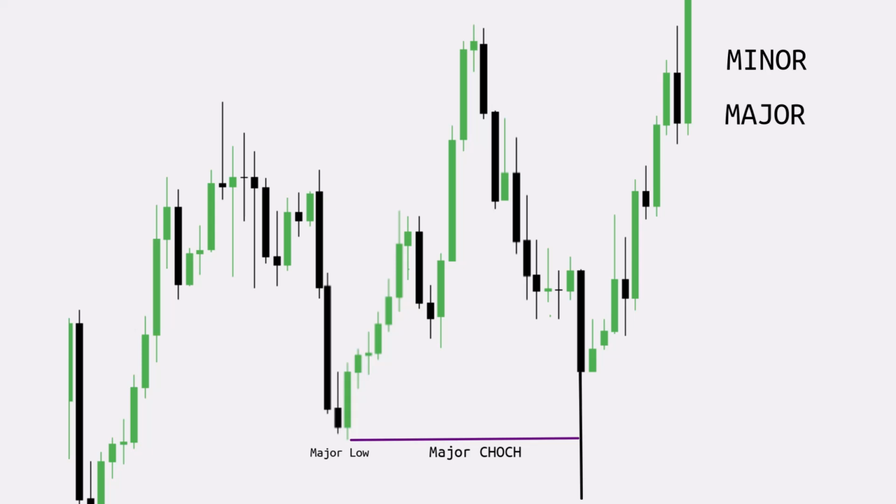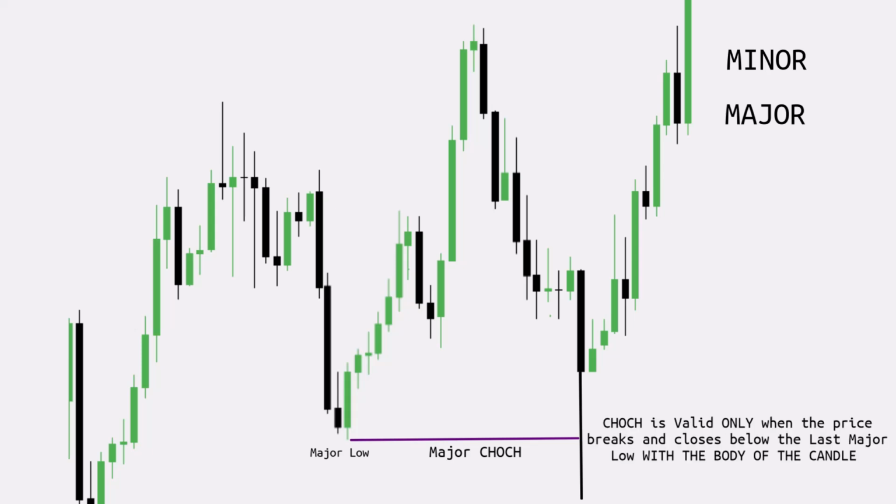Furthermore, it's crucial to always remember that in the bullish scenario as we have here, a change of character pattern is considered valid only when the price breaks and closes below the last major low with the body of a candle. If the price breaks the most recent structure with only a long wick or shadow and closes within the highs range, then the change of character is invalid and we cannot consider it a market structure shift.